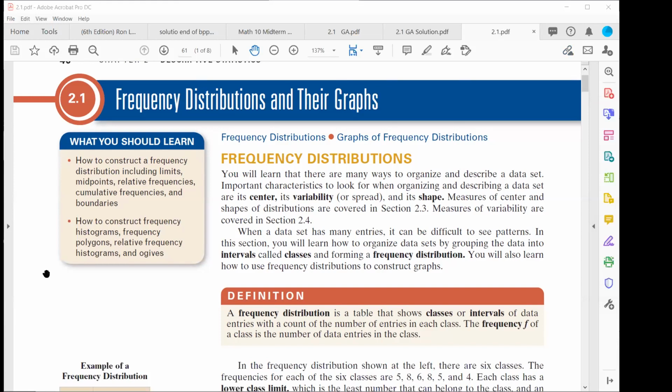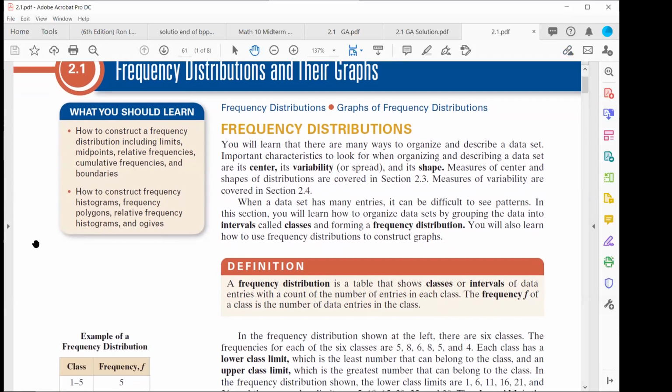Okay, you will learn that there are many ways to organize and describe a data set. Important characteristics to look for when organizing and describing a data set are its center, its variability or spread, and its shape. Measures of center and shapes of distributions are covered in section 2.3. Measures of variability are covered in section 2.4.